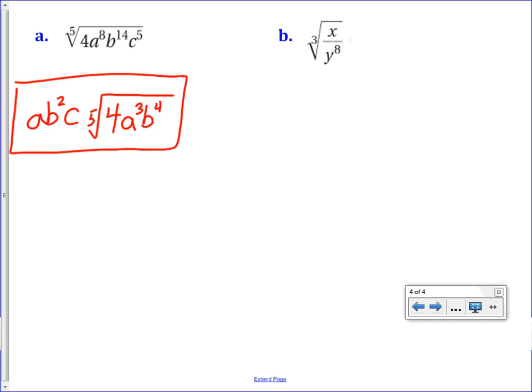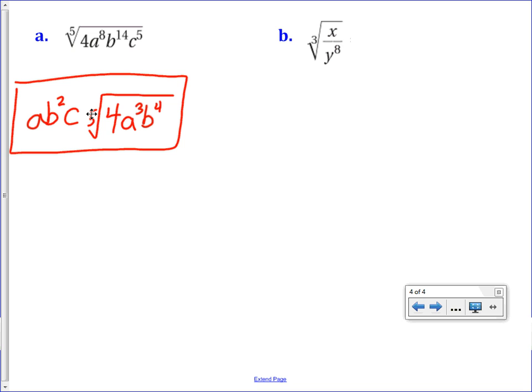And then this last one, B, is the toughest one of all. There's a couple like this at the end of your homework. I want you to try them. We'll go over them again tomorrow. What we're doing in letter B is, rather than starting by trying to look for groups of 3, I want to start by making that denominator a perfect cube.